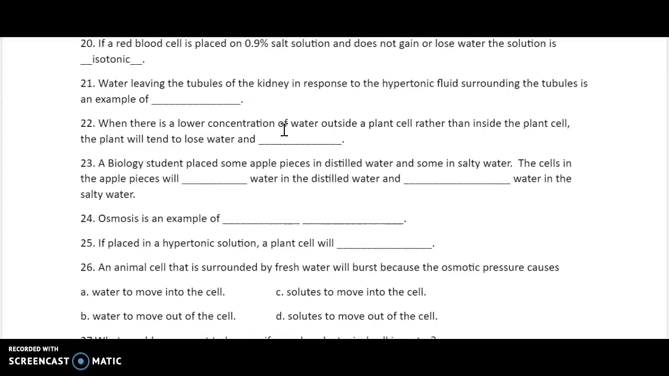Number 21, water leaving the tubules of the kidney in response to a hypertonic fluid surrounding the tubules is an example of... anything that says water moving. If water is moving, then it is osmosis. And this is an example of osmosis.